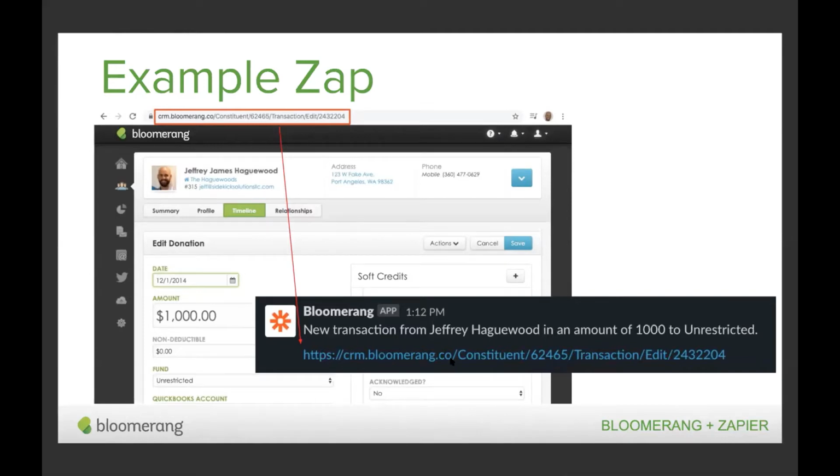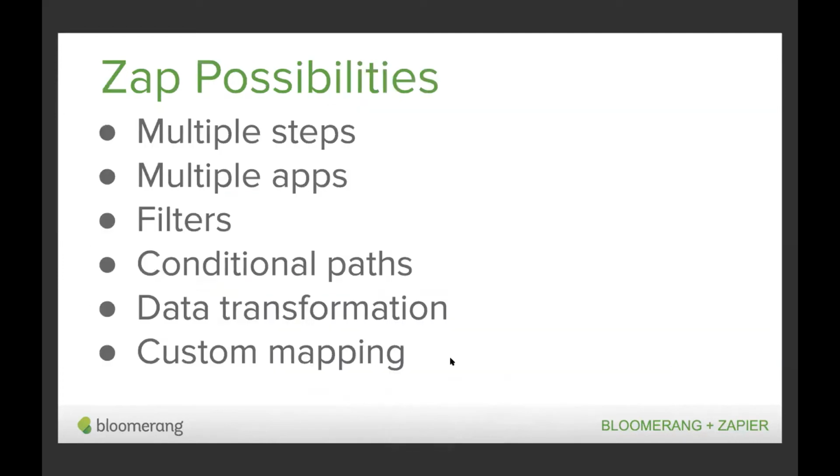So Zaps can be simple like this example, but they can also expand to include multiple steps, multiple apps. Zaps can use filters, paths, and conditional logic. And Zaps can also be used for data transformation and formatting. So as I was talking about, it can serve as kind of that translator between apps that use different language.